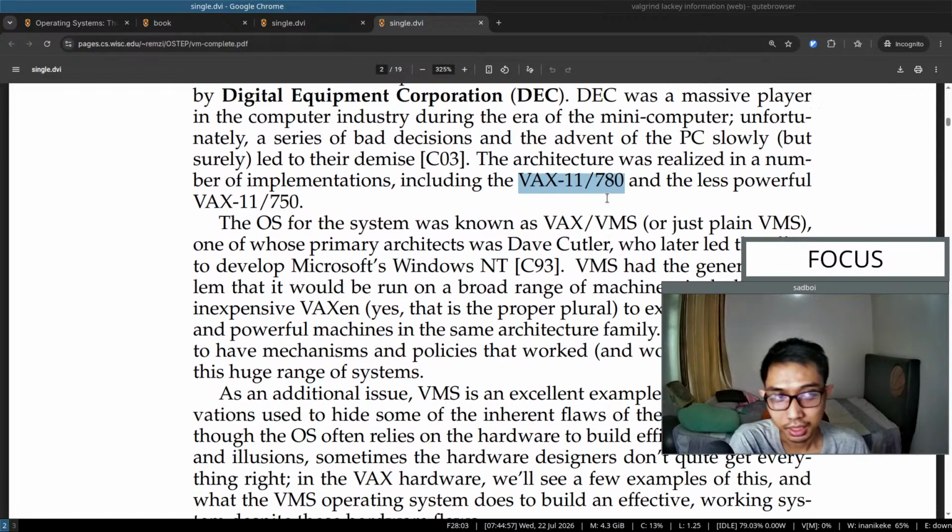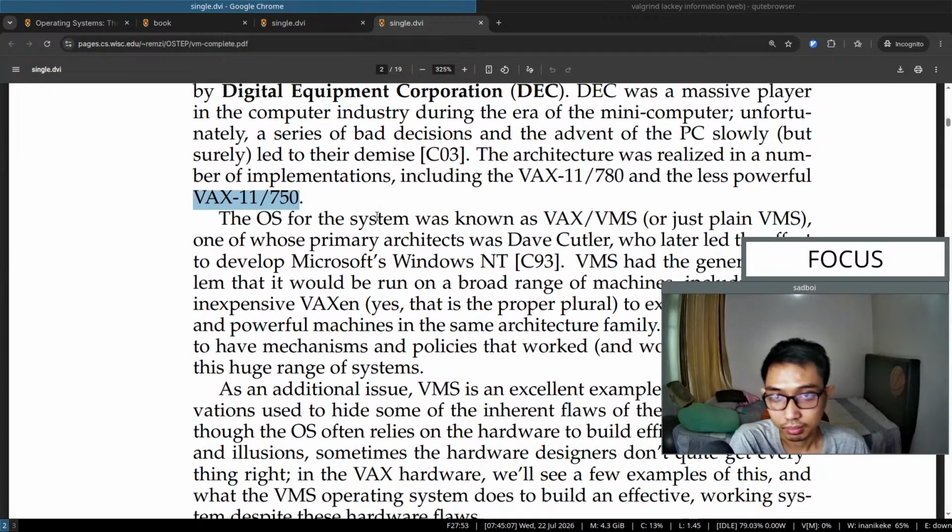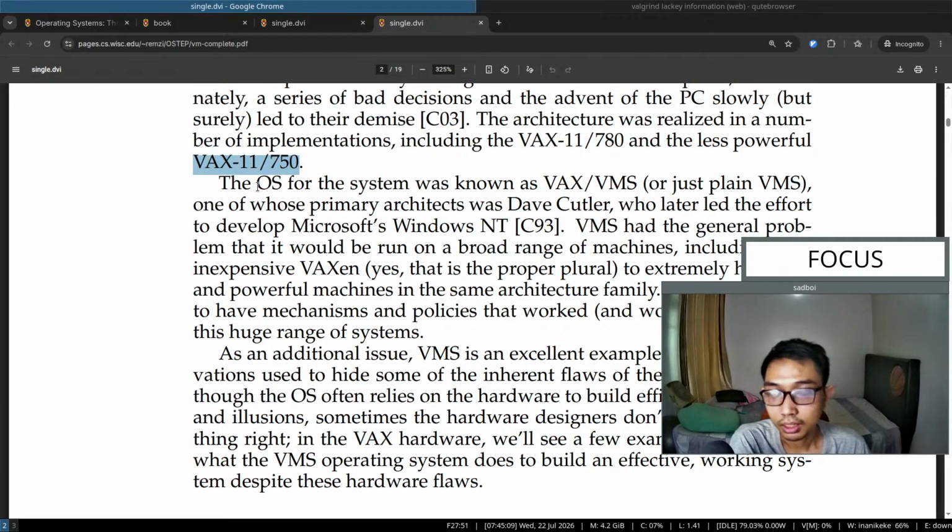Okay, and the less powerful VAX-11/750. The operating system for the system was known as VAX/VMS or just plain VMS.